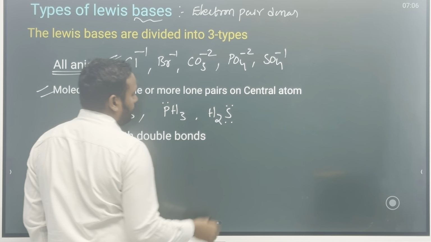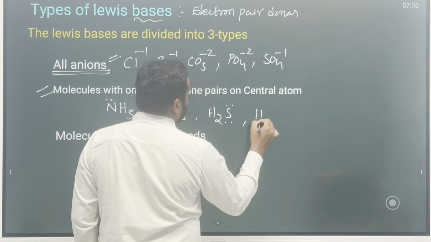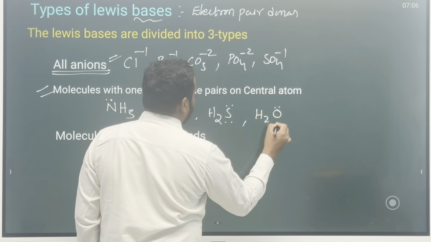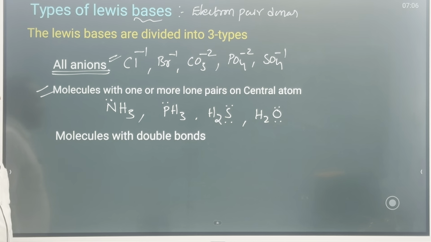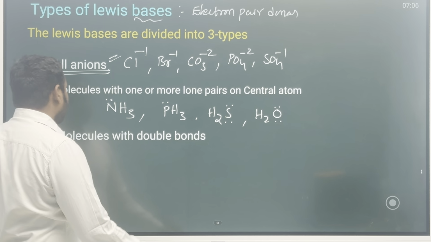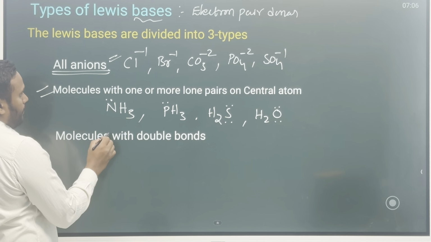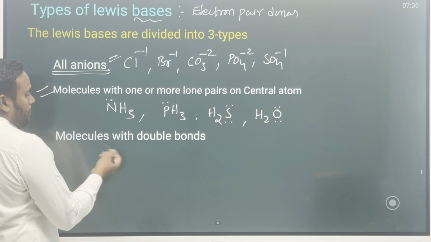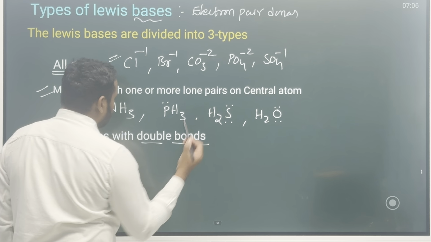Sulfur is having 2 lone pairs on the central atom. H2O, you take. Oxygen here is having 2 lone pairs on the central atom. So all these can act as what? Lewis bases.